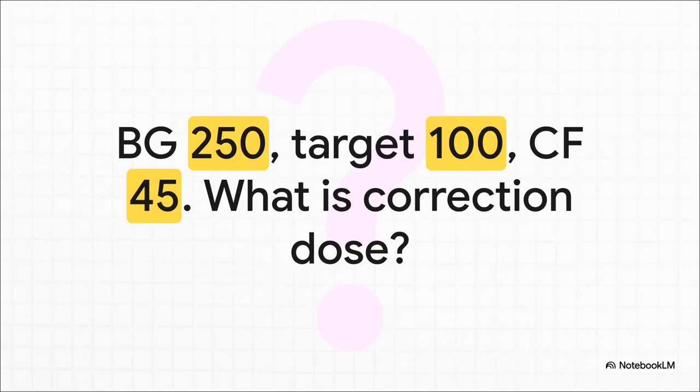Let's close out with a quick active recall challenge. Your patient's blood glucose is 250. Their target is 100, and their correction factor is 45. What is the exact correction dose? Take a second and think about it.